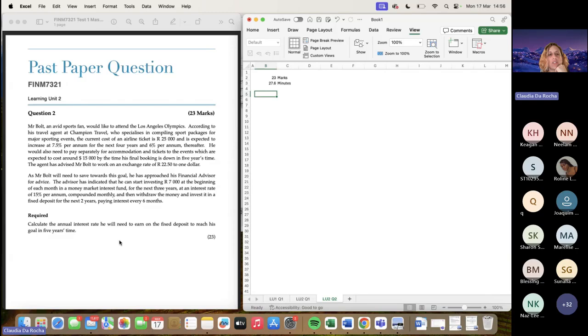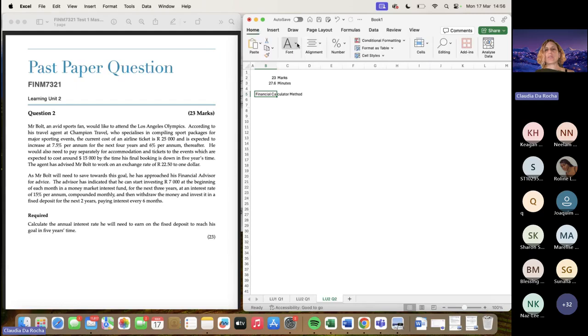And we look at the required next. So it says calculate the annual interest rate he will need to earn on the fixed deposit to reach his goal in 5 years' time. Okay, so obviously we have someone who needs to reach a goal. We want to calculate the interest, right? So it's not the present value, it's not the future value, it's not the payment, but it's the interest. Okay, so this is how they can manipulate it. For this question, I'm going to use the financial calculator method, just because it is easier for this. And when you are working out a different element other than future value and present value, the financial calculator is the easiest to use. Okay, so let's read through it.